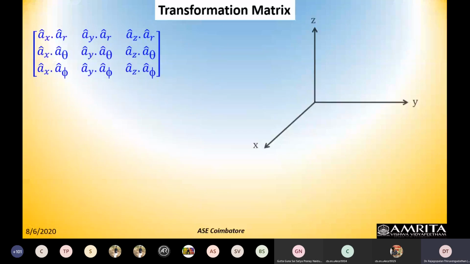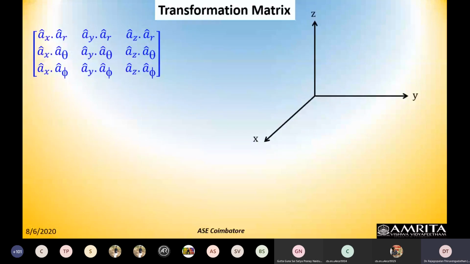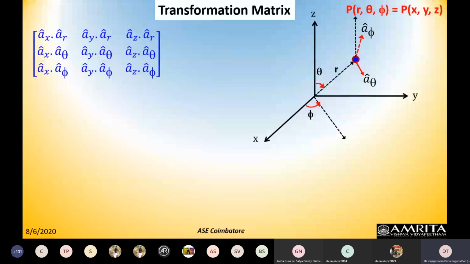Again, I rewrite these equations as I told you. To determine this dot product matrix, we are going to use this geometrical construction. Instead of going back and forth between the slides, I have pulled in whatever I have already explained, the same concepts, here. The unit vectors along the three directions are shown. a_x is along the x-axis, a_y is along the y-axis, a_z is along the z-axis. Now I have to take the projection of these vectors on this.